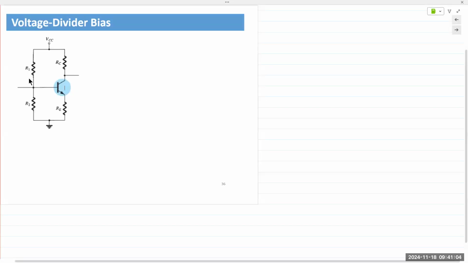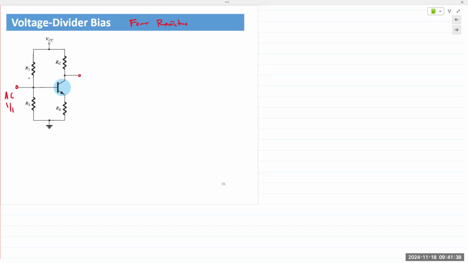Okay, so in a voltage divider bias, you have two resistors, R1 and R2, that form a voltage divider network, and you have RC and RE, the collector and emitter resistors. So this is also known as a four resistor bias circuit. In fact, in our book, the Jaeger book that you're using, this is referred to as a four resistor bias. So I will note this down here. And of course, voltage divider because it forms a voltage divider network from R1 and R2.